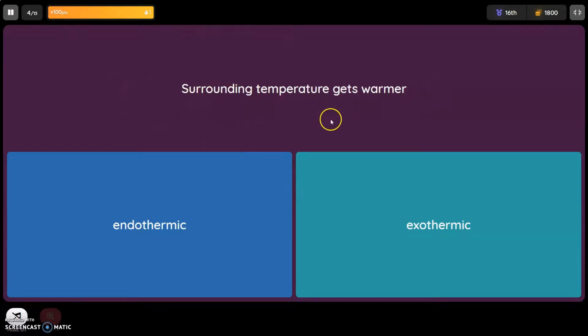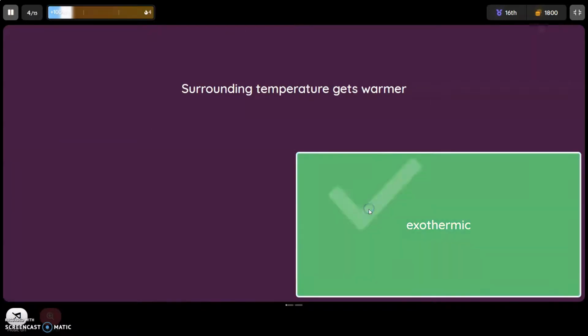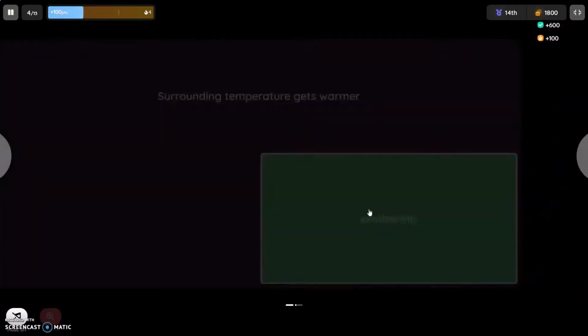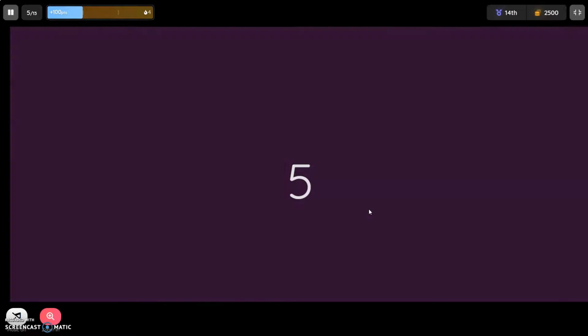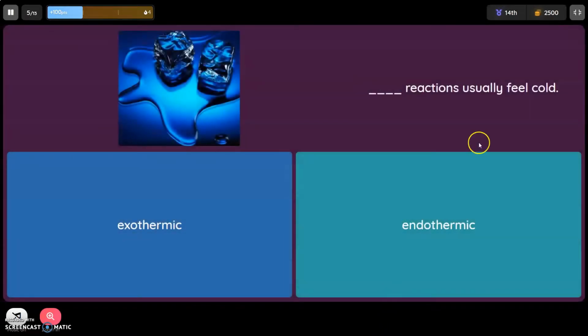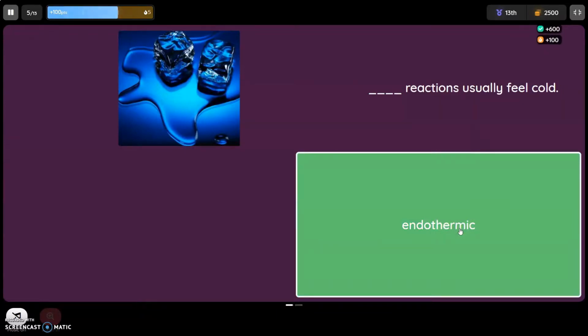Surrounding temperature gets warmer: exothermic, because exothermic releases heat. So when the heat is released, the surroundings will become hot. That reaction usually feels cold: endothermic, because heat is taken in, so it feels colder.